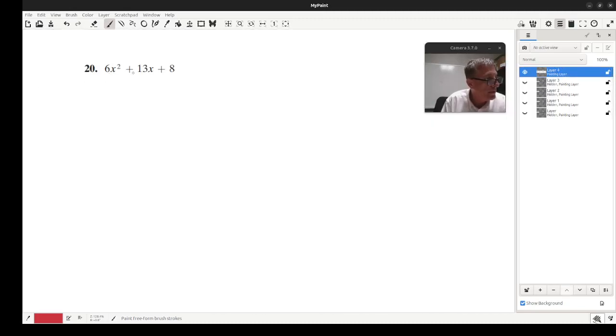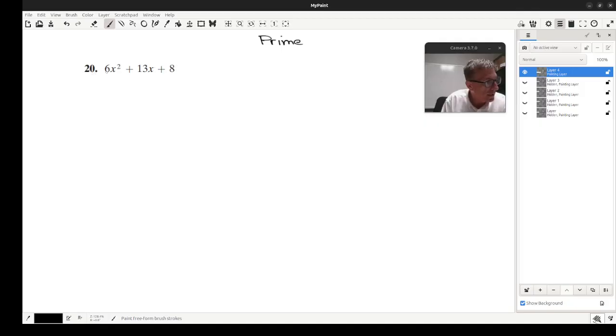So this is going to be 6x squared plus 13x plus 8. So let me give you some information. Not all trinomials can be factored. Trinomials that cannot be factored are called prime, or sometimes they're called irreducible. It's more common to hear them referred to as prime.